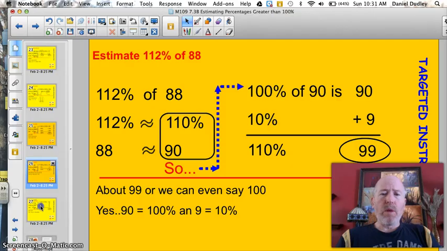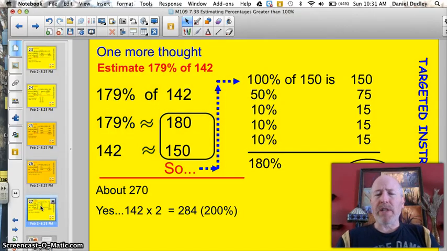Beautiful. All right. One more thing before we go. Watch the way I do this problem here. This is kind of a quirky one. 179% of 142. Well, 179% is about 180, I rounded it to, and I rounded 142 up to 150. So 100% of 150 is 150. Then I took 50% of it, which was 75. And then here's my 30%, 10, 20, and 30%. These are each 15. So I've got all these numbers to add up to get to 180%. If I add them all up, this is 225, and then this is 45. If I add that together, I get 270.